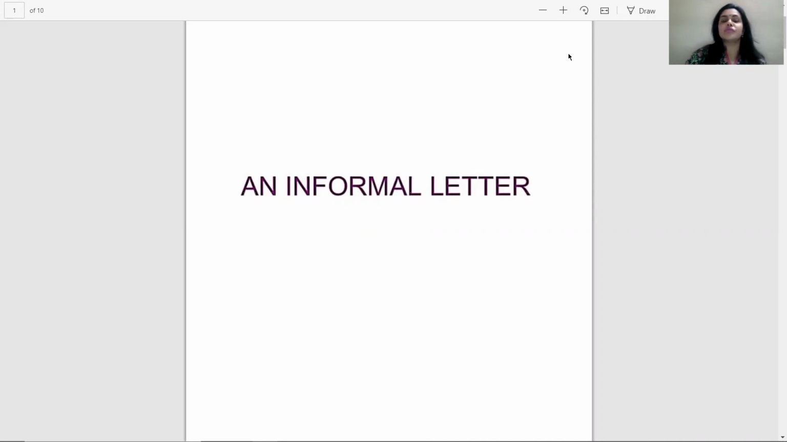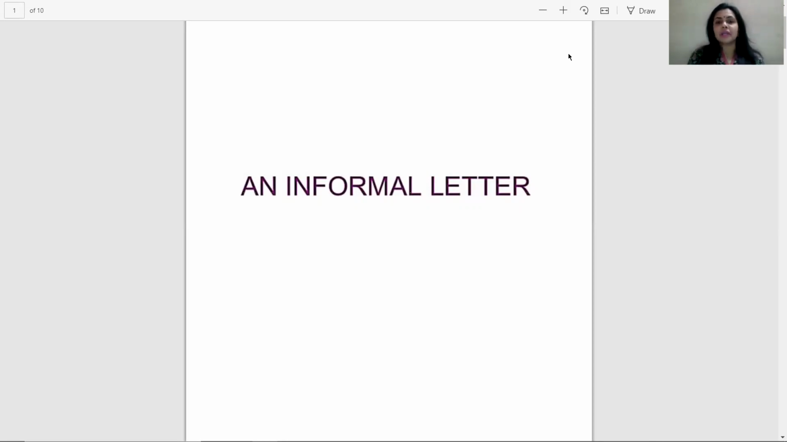A formal letter is used for communicating with people you know officially, for example your principal, your vice principal, or headmistress, or in so many offices. If we want to communicate with banks, the post office, insurance companies, or we have to place an order or terminate an order, all these things are done officially. So those types of letters are termed as formal letters.